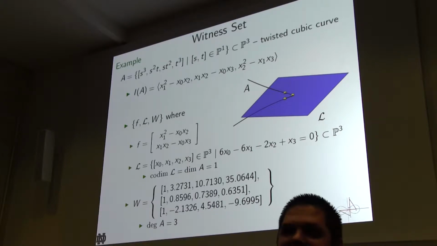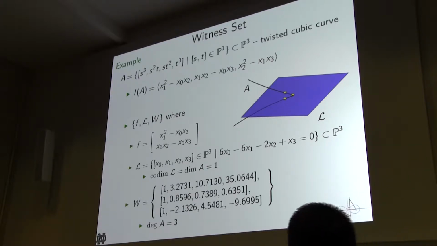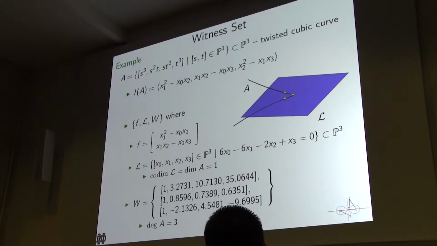So nice long numbers. And then you compute the points of intersection. And here you have 3 of them. So a polynomial system, a linear space, and the 3 points. I can turn that over to my computer to be able to do computations on this variety.